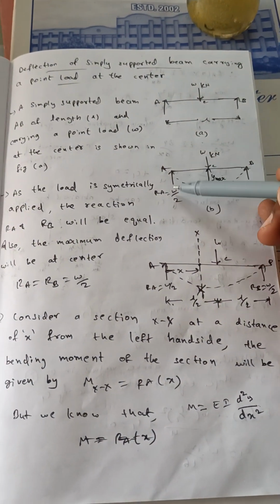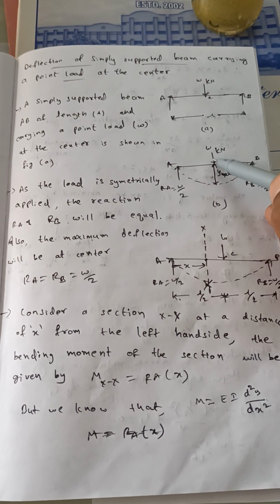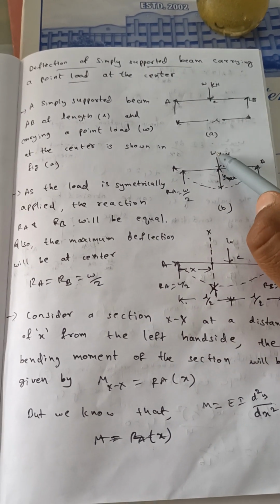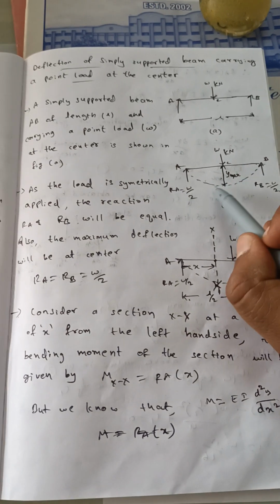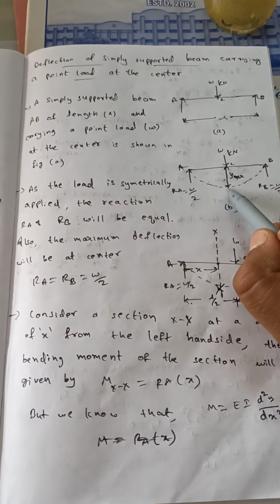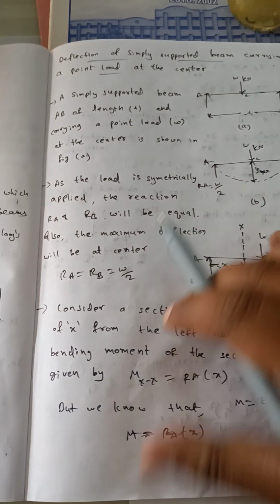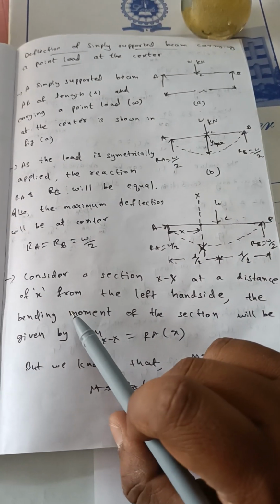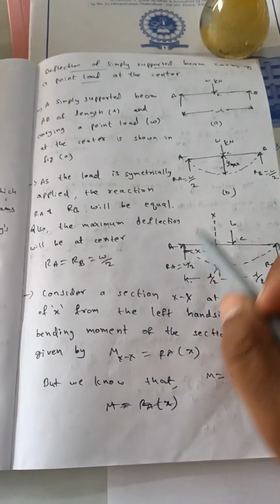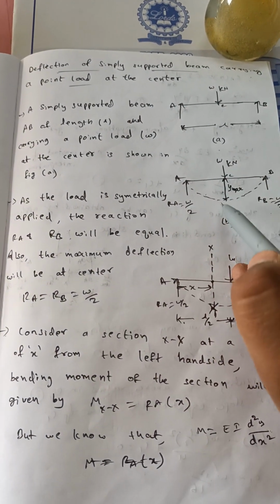So, the first point is that the reaction will be equally distributed as the load is at the center. So RA is W by 2, RB is W by 2. Then the maximum deflection will be at the center, so Y max will be at the center. Consider a section XX at a distance of x from the left hand side. Now our aim is to find this deflection y max.